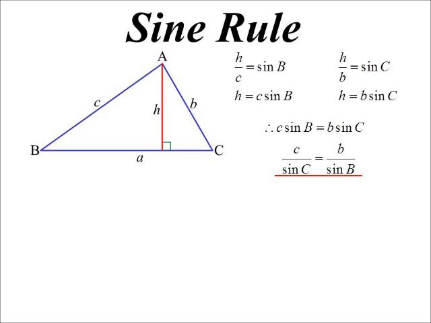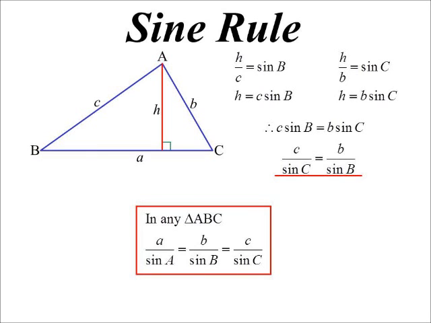Rearranging that, getting to something more used to seeing, c over sine C is equal to b over sine B. Now, because I just chose those two sides, I could have easily done it with the other side, so the full one goes a over sine A equals b over sine B equals c over sine C. Well, I say it's the full one, but that, of course, is not the full sine rule. There's one thing missing there.